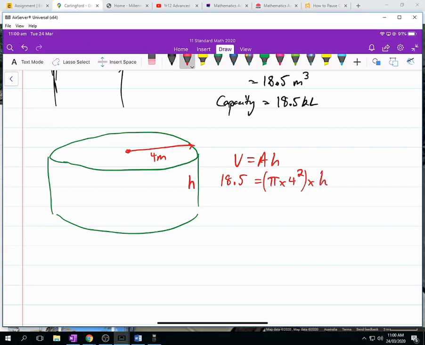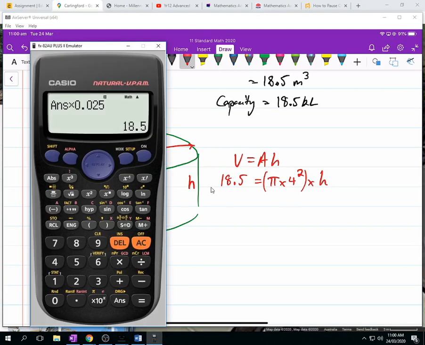There. Okay? And therefore, if we want to just work out the height, this is an equation. We could divide this side by pi r squared, pi times 4 squared, and we'll divide this side by pi times 4 squared as well. So we can actually work out how high this tank is actually going to fill by getting 18.5 and dividing that by brackets pi times 4 squared. Okay, so this is how many meters.